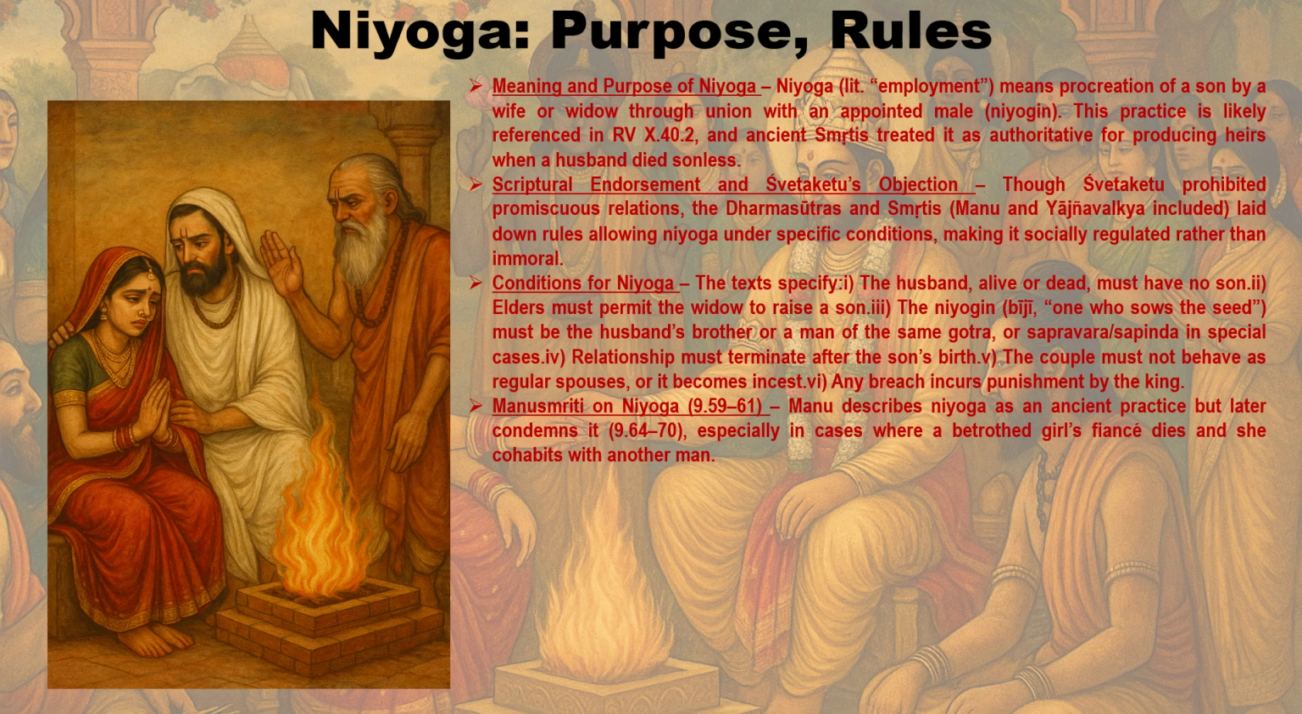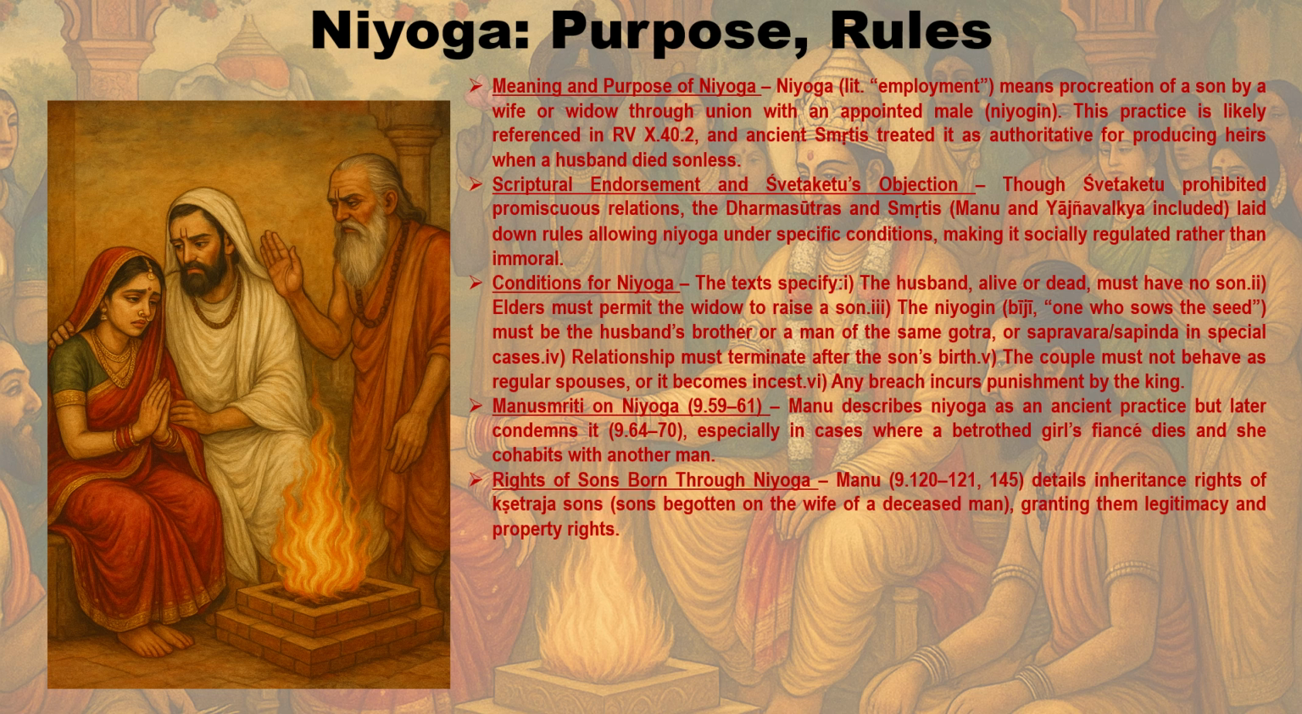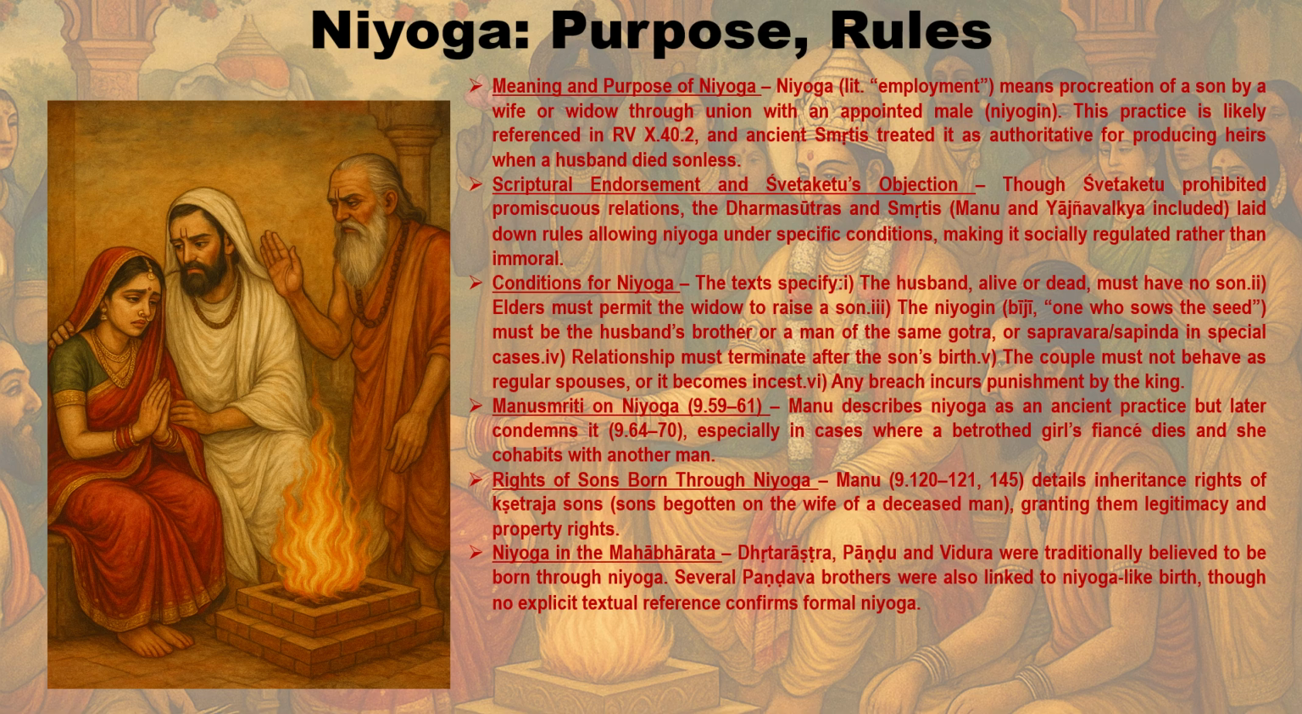Manu describes niyoga as an ancient practice but later condemns it, especially in cases where a betrothed girl's fiancé dies and she cohabits with another man. Manu details the inheritance rights of Kshetraja sons, sons begotten on the wife of a deceased man, granting them legitimacy and property rights.